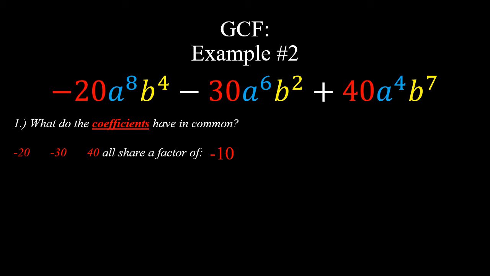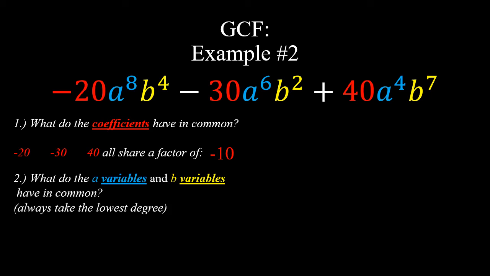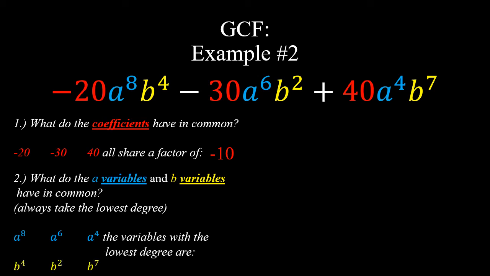All right, so I found the coefficient for my GCF. It's negative 10. Now I need to ask myself, what do the a variables and the b variables have in common? I'm remembering I always take the lowest degree. Let's look at my a variables. I have a to the 8th, a to the 6th, a to the 4th. My b variables are b to the 4th, b squared, and b to the 7th.